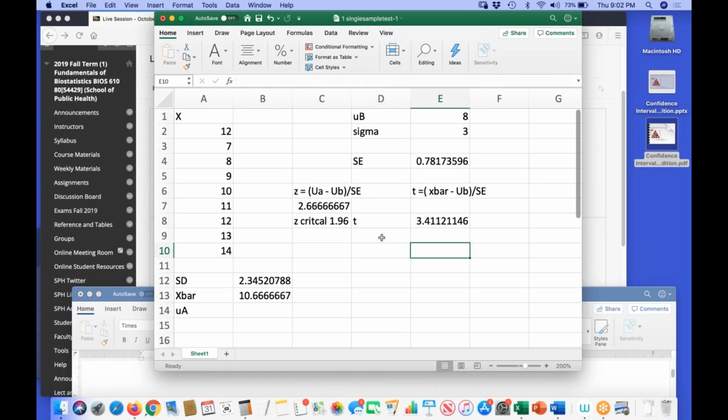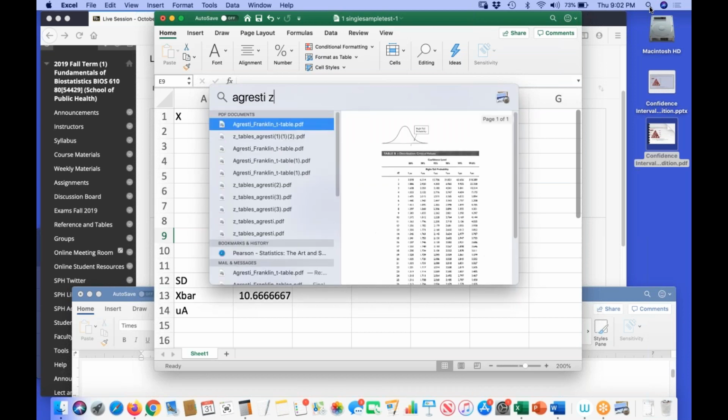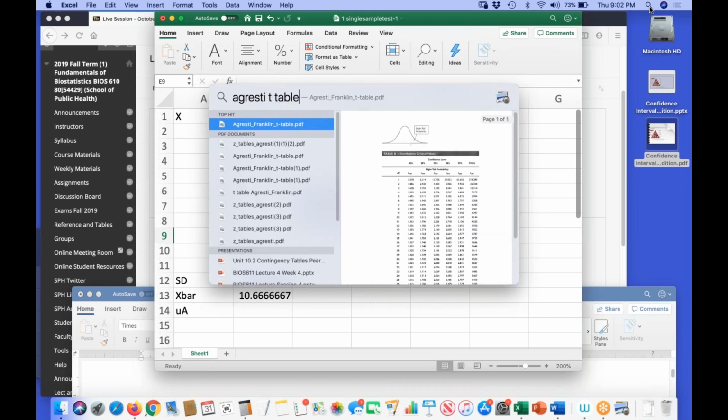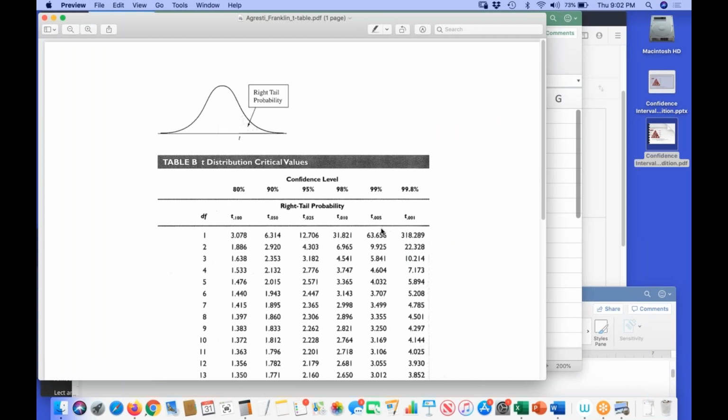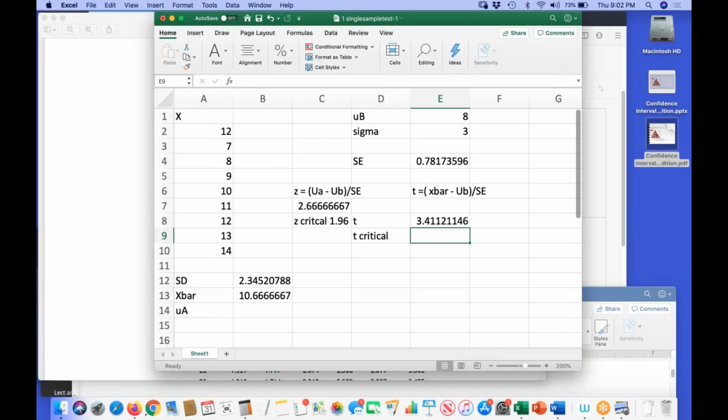Now, what's my critical value of t going to have to be? How am I going to find my critical value of t that I have to exceed in order to say that these two means are different? Bingo, you go to the table, exactly right. The t table, 8 degrees of freedom, right? So what do you get? I get 2.306. So the critical value of t is 2.306.